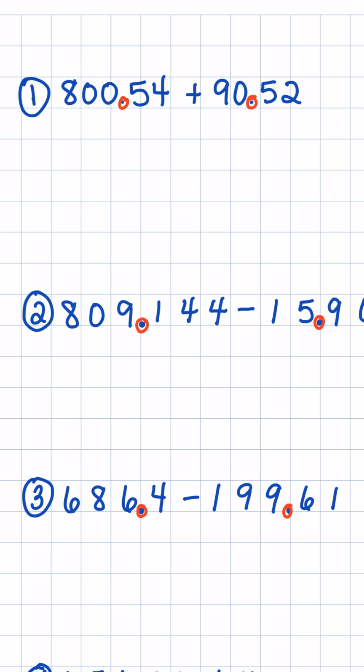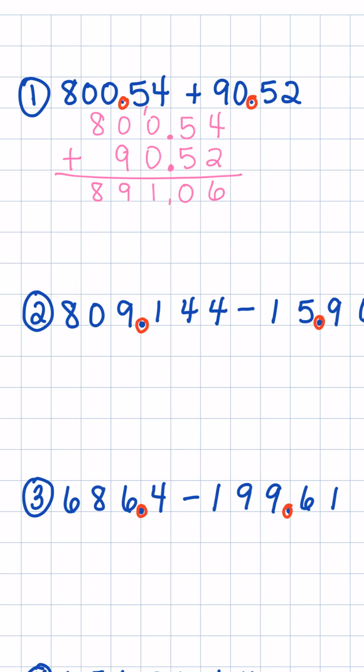So this first one we have here, and I circled the decimal point in red just to point them out. So we want to line the decimal points up. So let's go 800.54 plus, and see, I was going to do it incorrect right there. So we could always stick the decimal point, 52, and then 90. Add those together, 6, 10, 9, 8. Keep the decimal point in the same place.